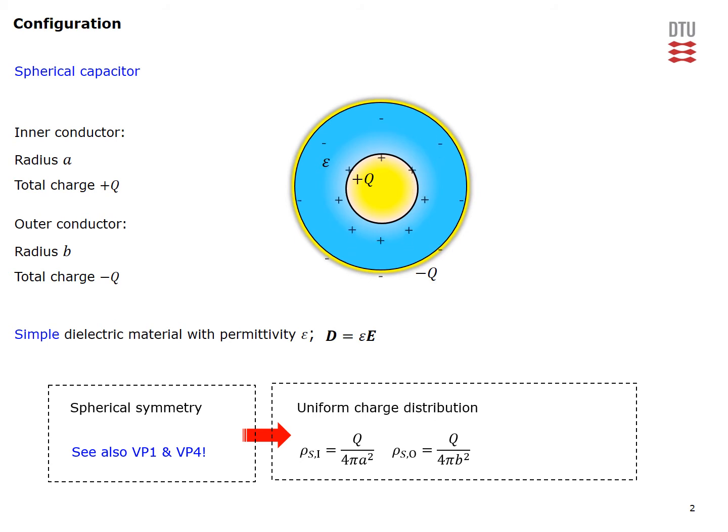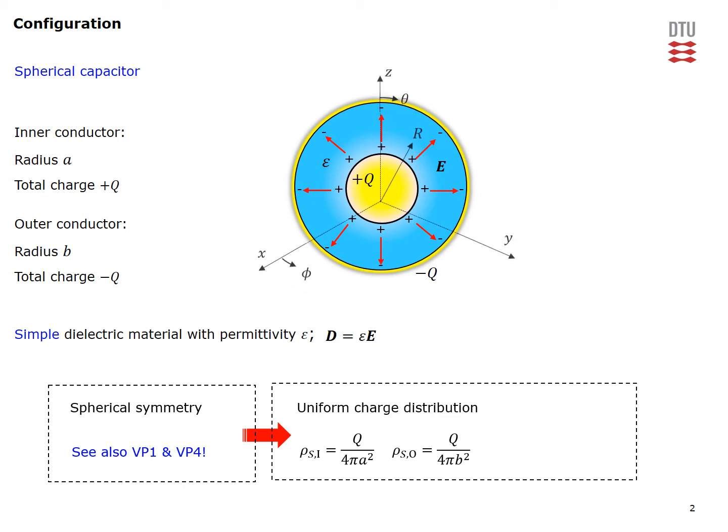Because of this uniform charge distribution, which is illustrated here by these positive charges on the inner conductor and the negative charges on the outer conductor, the electric field will have this particular direction, so it will be in a radial direction from the inner towards the outer conductor. And of course the orientation of the D field will follow the direction of the E field.